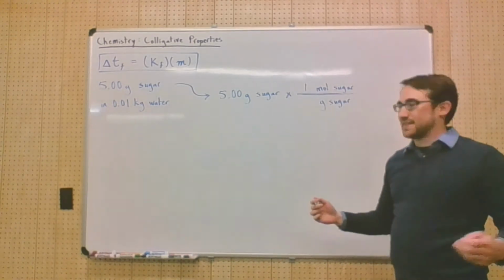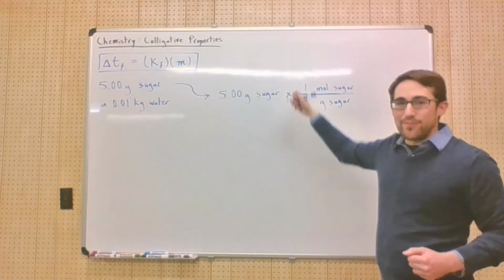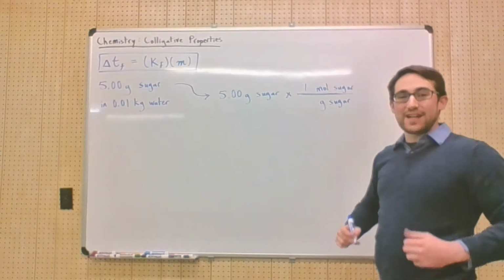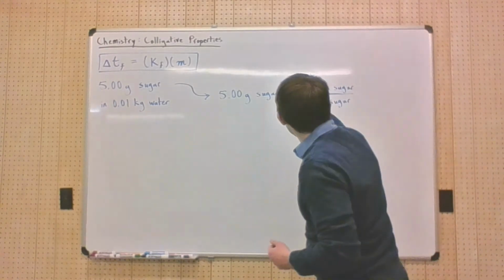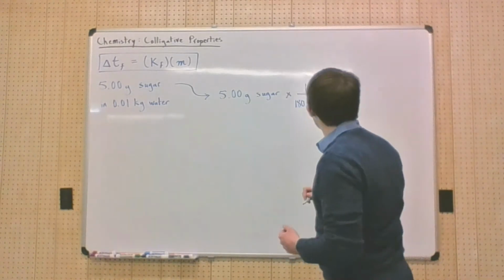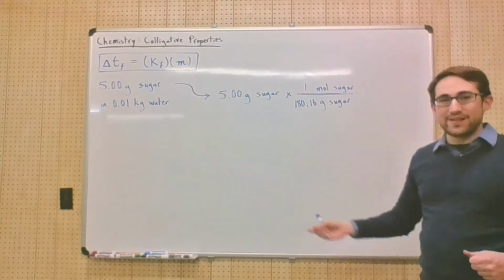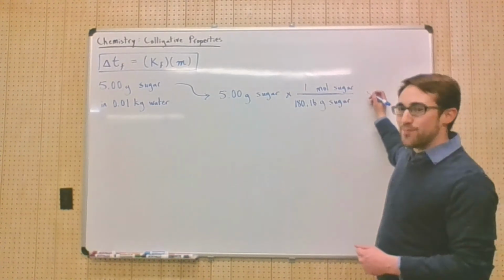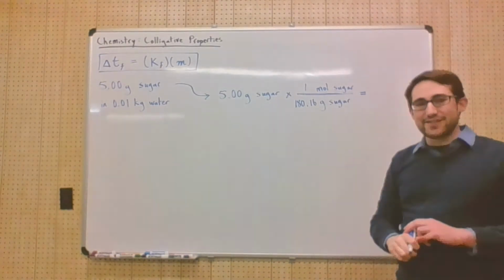And my molar mass is how many grams of this stuff, in this case sugar, I have per mole of that stuff, in this case sugar. So my molar mass is given to me as 180.16 grams per mole. So I just have to take 5 times 1 divided by 180.16, and that will give me my moles of sugar in this solution.